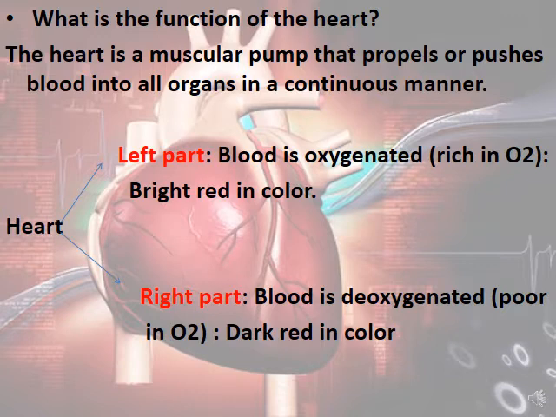While the right part is deoxygenated. What is the meaning of deoxygenated? It's poor in oxygen. Therefore, it has dark red color. So as I said, the heart is divided into two parts, the right and the left. The left part is the oxygenated one, where it's rich in O2. It has bright red color, the blood, sure. And the right part is deoxygenated and poor in oxygen, and the dark red color is present in this part.